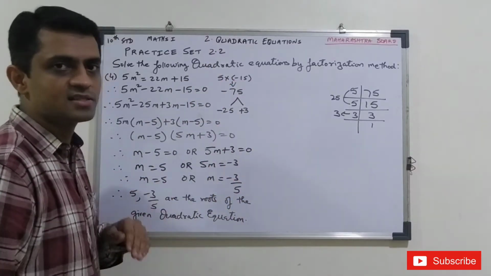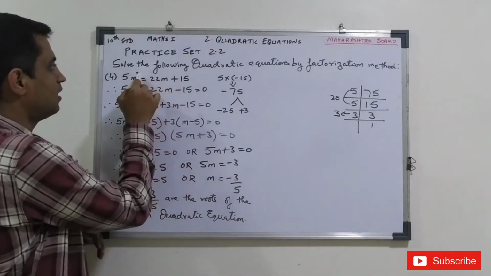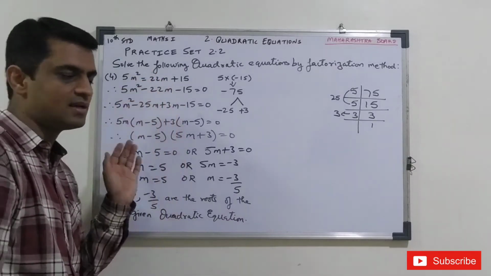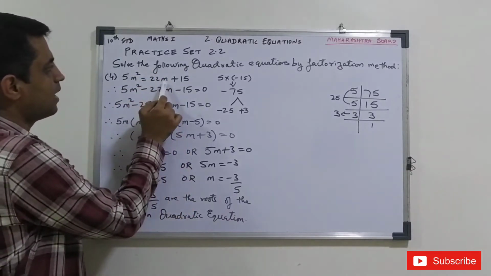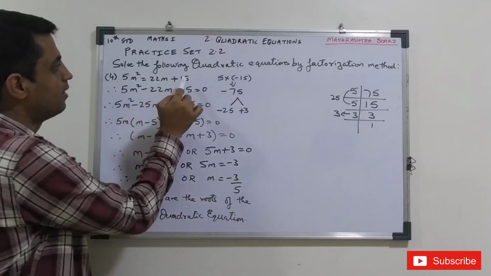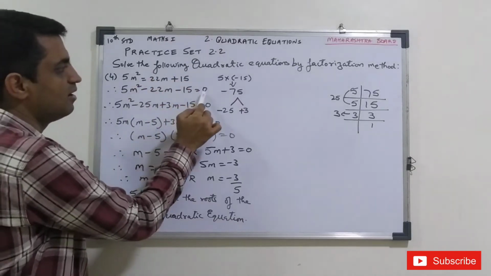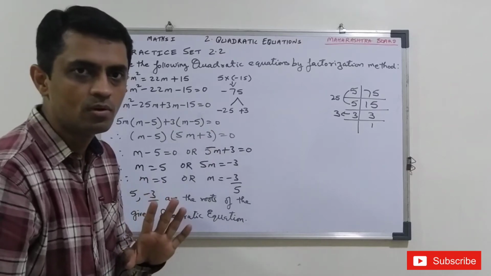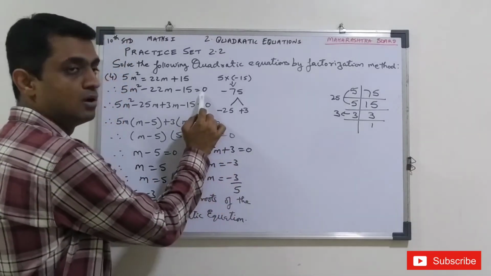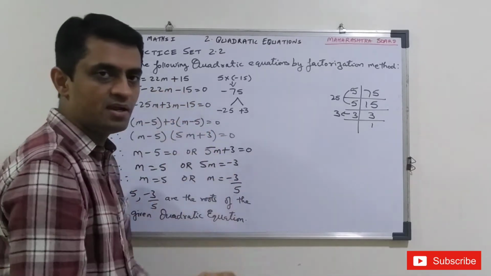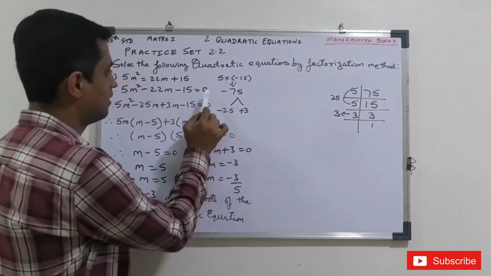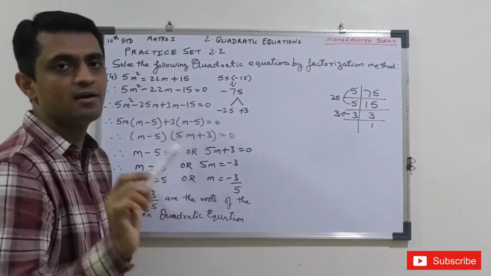So our first step would be what? Shifting all these terms to the left hand side. So we shifted 2m here, it becomes minus 2m. We shifted 15 here, it becomes minus 15. So what will remain here? 0. Many students forget to write 0. Because if all the terms are shifted, 0 will be left. Now it is in the standard form.